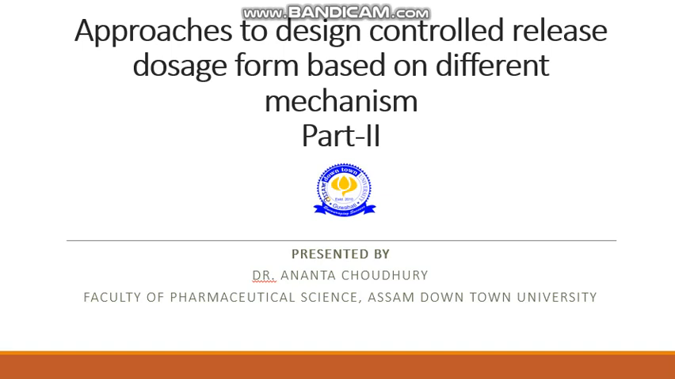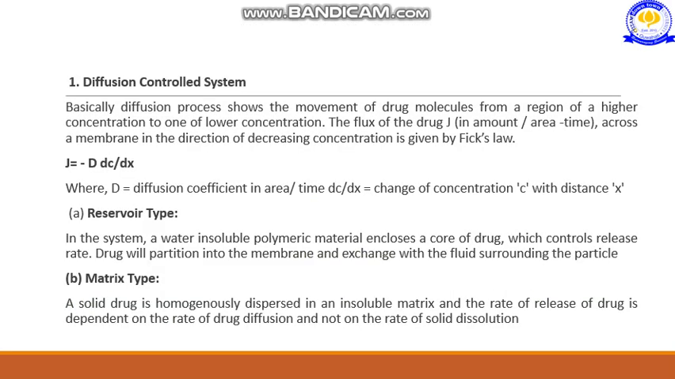Now, in this part 2, on the topic approaches to design controlled release dosage form based on different mechanisms, we are going to discuss the mechanisms one by one and give you a brief idea about each. First one is diffusion control system, as earlier in the classification part I have shown you.